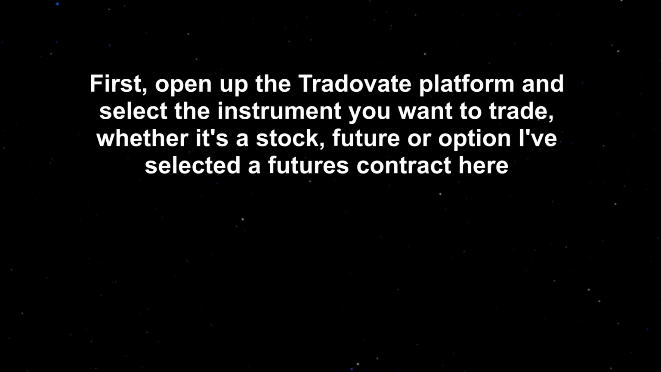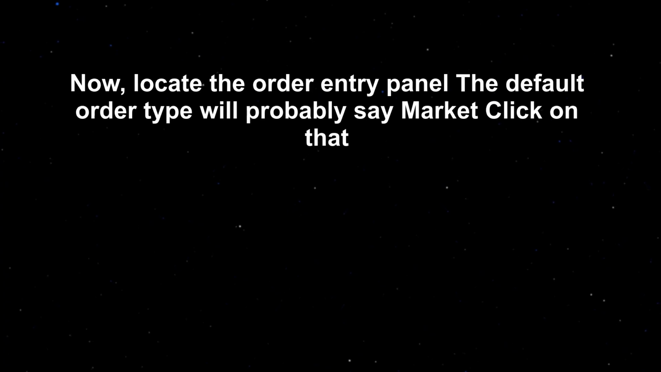First, open up the Tradovate platform and select the instrument you want to trade. Whether it's a stock, future, or option, I've selected a futures contract here. Now, locate the order entry panel.